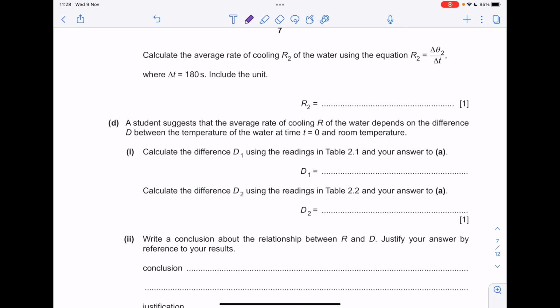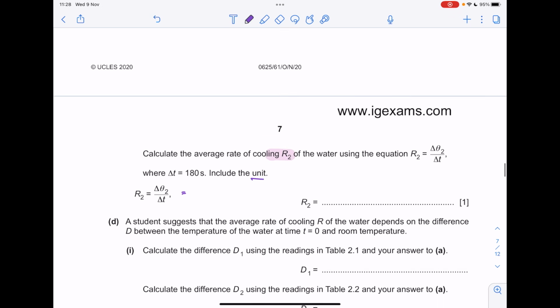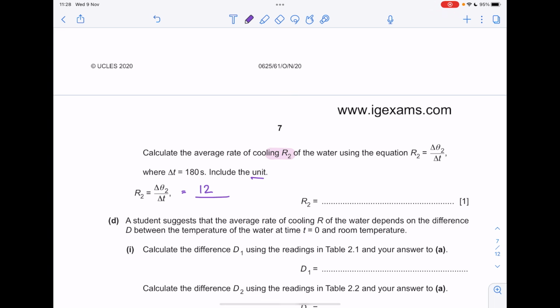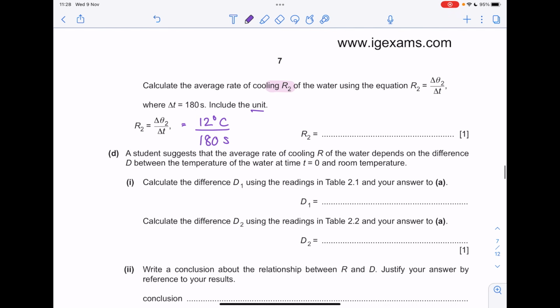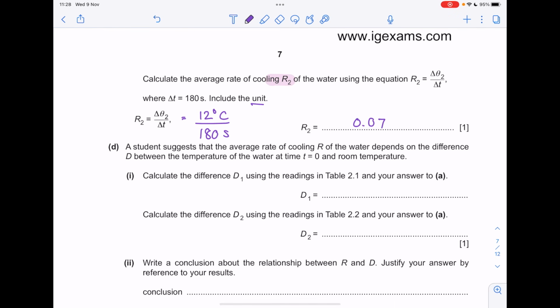Calculate the average rate of cooling R2 using that same equation. And again, we're being asked to find that unit. So change in temperature was 12 degrees Celsius. Change in time, 180 seconds. Put that into your calculator to get a rate of cooling of 0.07 degrees Celsius per second.